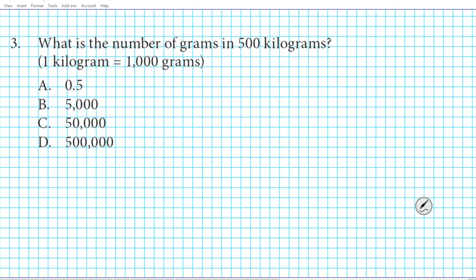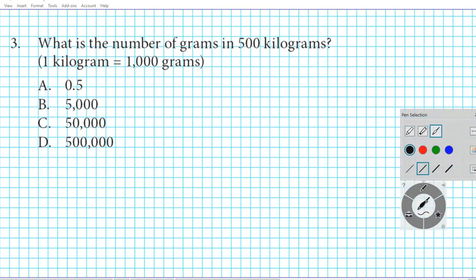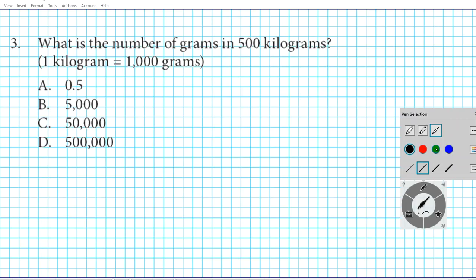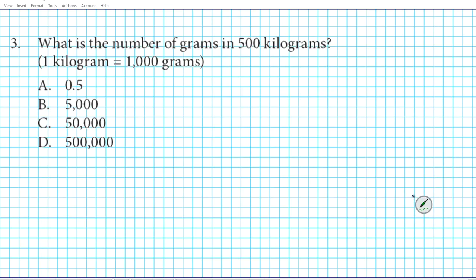Now let's take a look at question number 3. It reads, what is the number of grams in 500 kilograms? And we're provided with a conversion factor here. 1 kilogram equals 1,000 grams. So one tip concerning conversion of units is as follows. Tip on conversion of units.